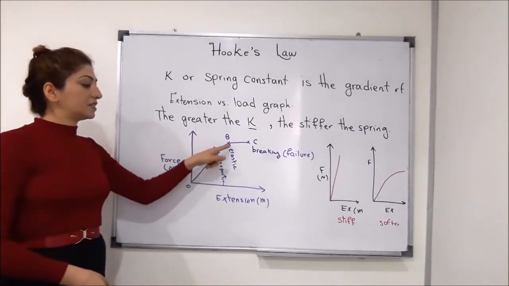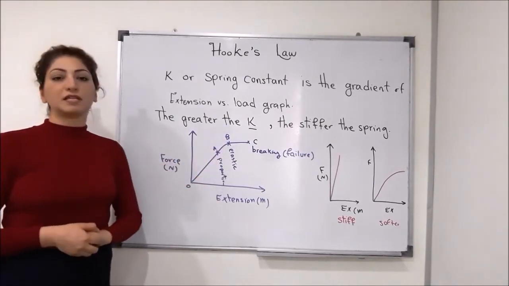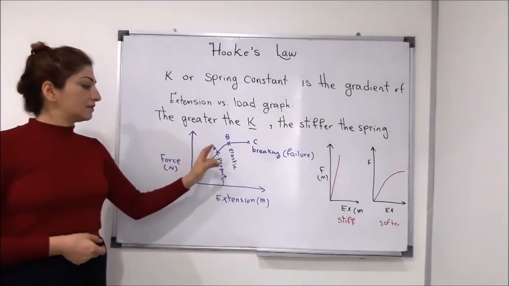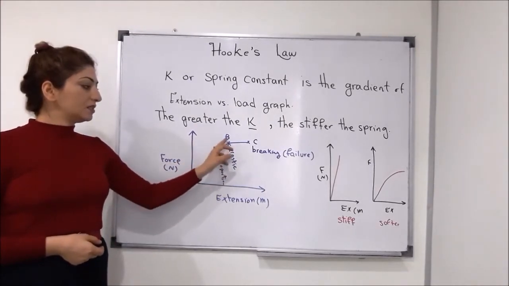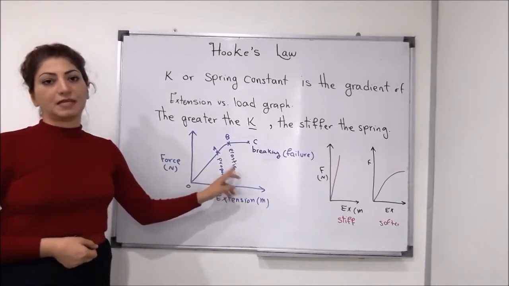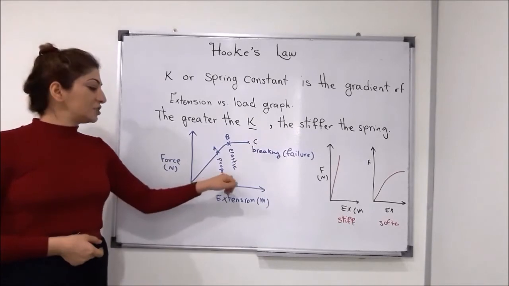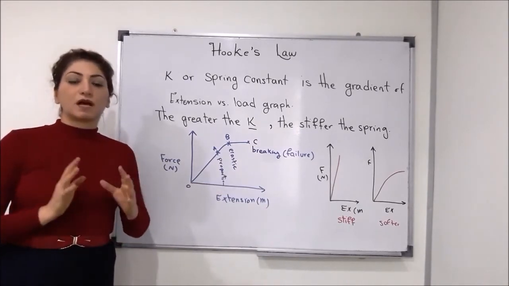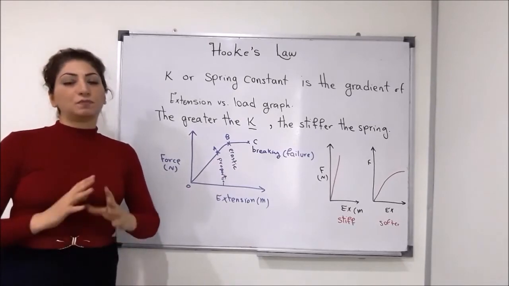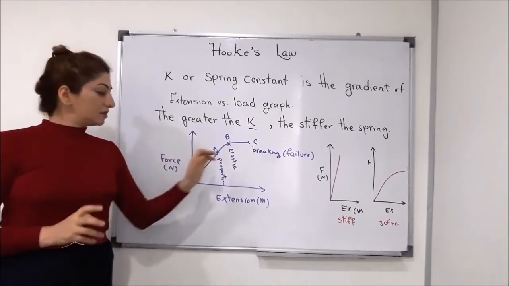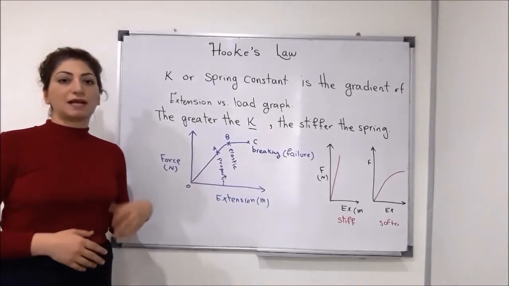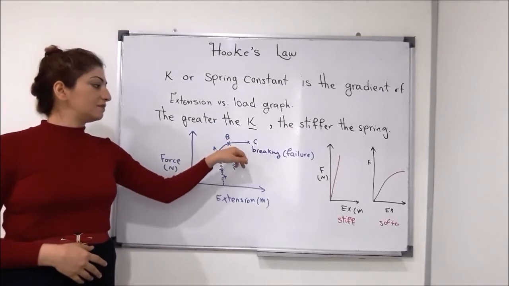Here, there is a curve. Still, there is extension and force, but the extension of the spring does not correspond to the force exactly and is less than before, until it reaches point B, which is the limit of elasticity, or the elastic limit. At this point, it has reached its maximum extension, so the spring cannot be any longer than this. But at this point, if you release the load, the spring can go back to its original shape.